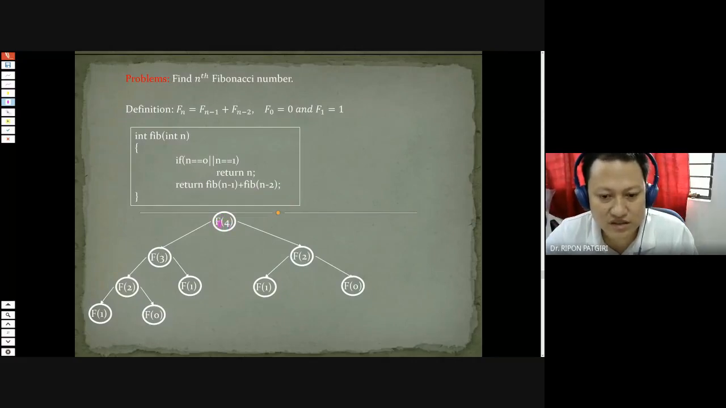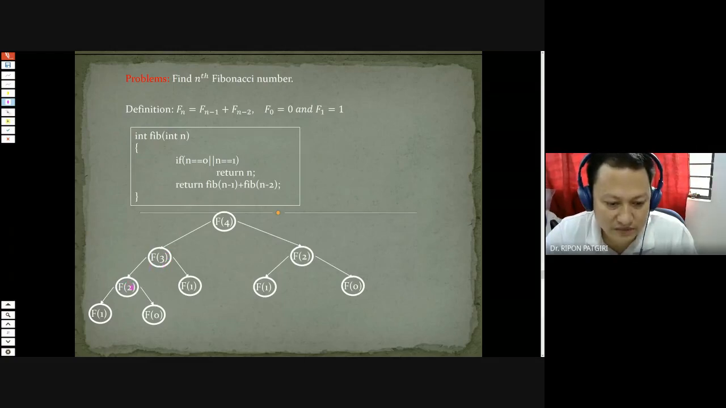F4, this is F4. N equal to 0, it is not true. Or n equal to 1, it is not true. Then it will call Fibonacci of 4 minus 1, which is 3, and Fibonacci of 4 minus 2, which is 2. Then again it will call recursively like this.